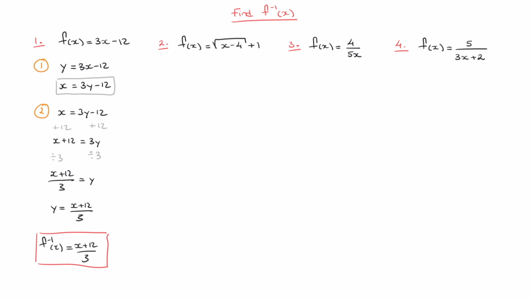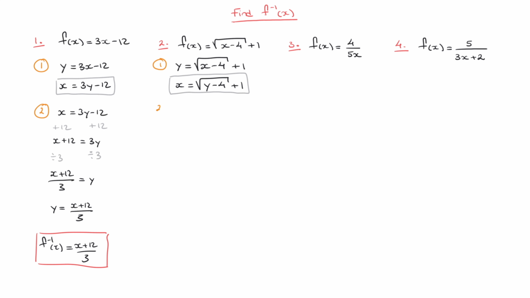We have f of x, which equals the square root of x minus 4 plus 1. Again, to find its inverse function, we can follow the same 2 steps. So step 1, remember? Starting from y equals the square root of x minus 4 plus 1, all we have to do is swap the x and the y's that we see. So this becomes x equals the square root of y minus 4 plus 1. And that's step 1 taken care of.